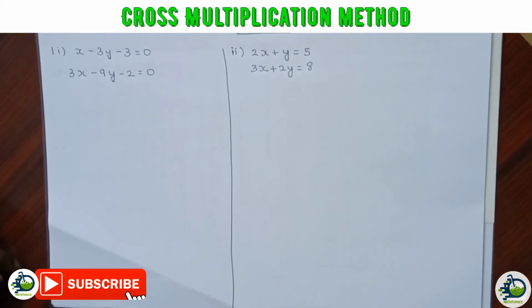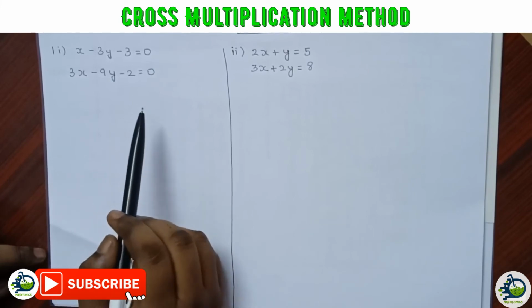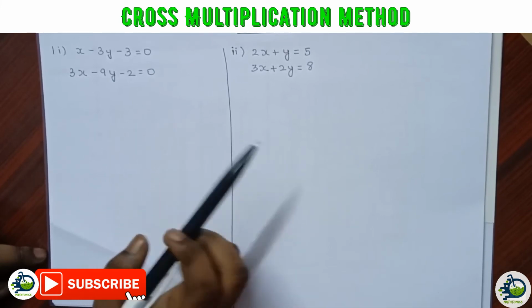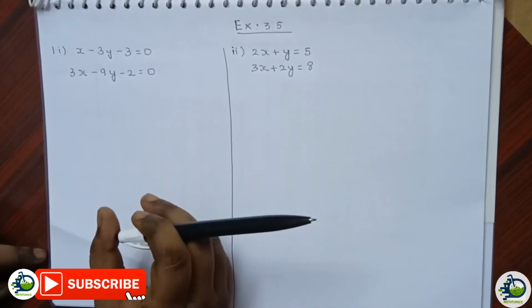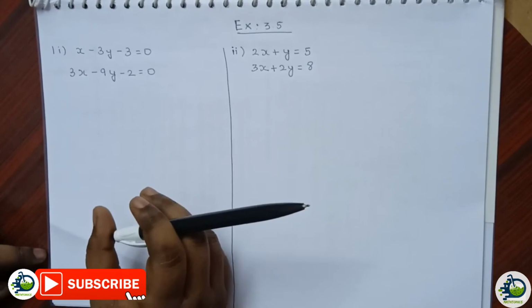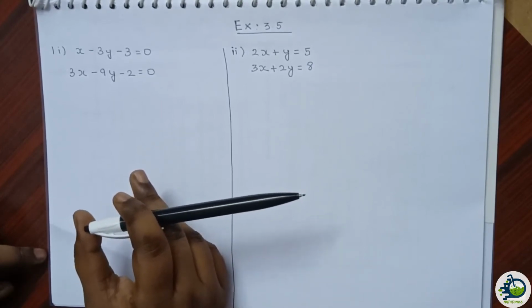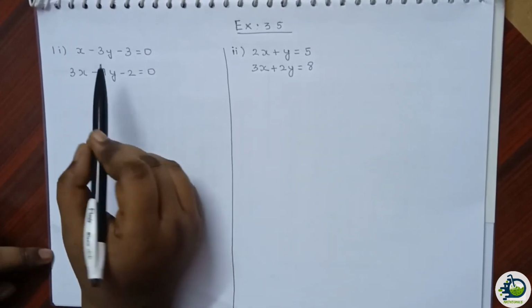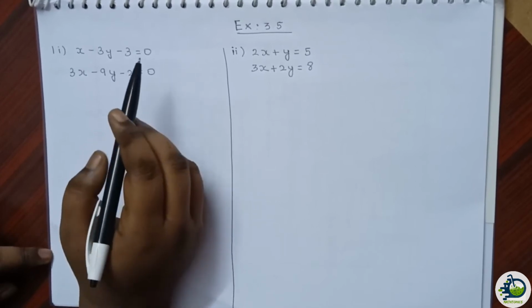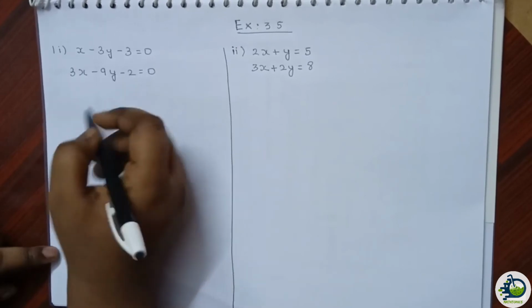We are going to learn a method called the cross multiplication method. First, initially what we have to do is check whether the equation has a unique solution or not. Because for infinitely many solutions or no solutions, we cannot apply this method to find the solution. Only when the two equations have a unique solution, we can use various methods to find the x and y values. Okay, let's start. First, we check whether the given two equations have unique, infinitely many, or no solutions.